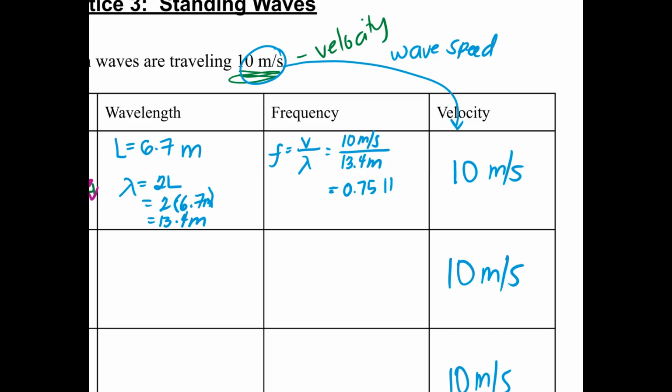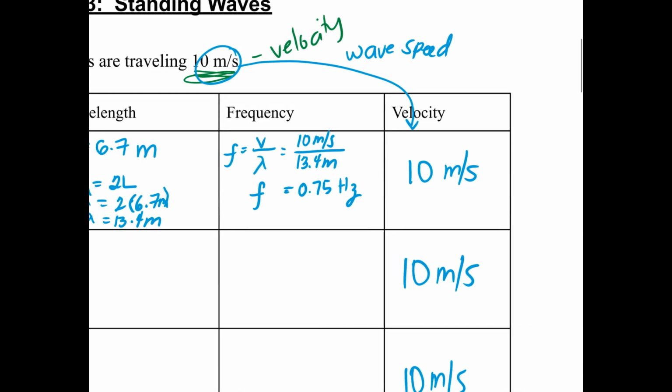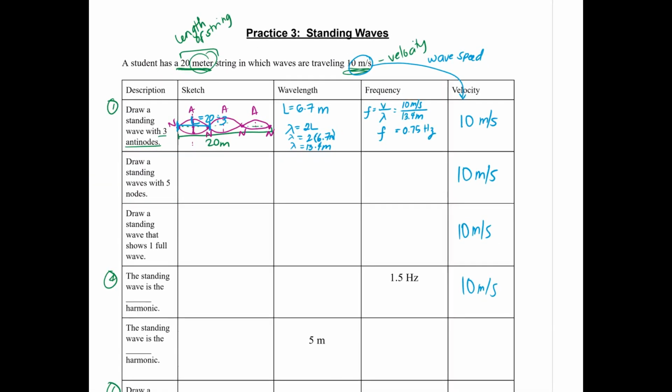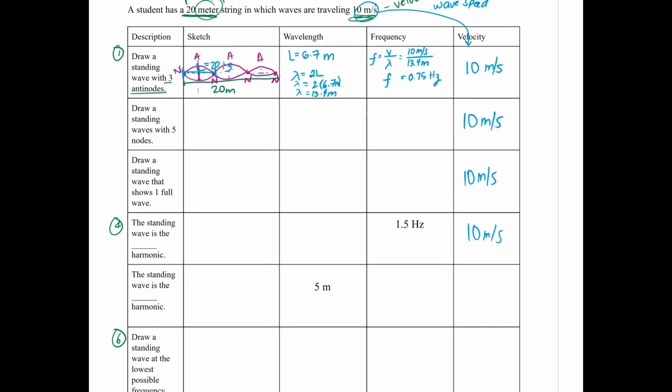That gives us about 0.75 hertz. Correct. So our frequency is 0.75 hertz, our velocity is 10 meters per second, and our wavelength is 13.4 meters. That's for row 1. Now skipping down to row 4, this time they don't tell us what harmonic it is. They do give us the frequency, so we can probably solve for the wavelength. We'll just have to work backwards.